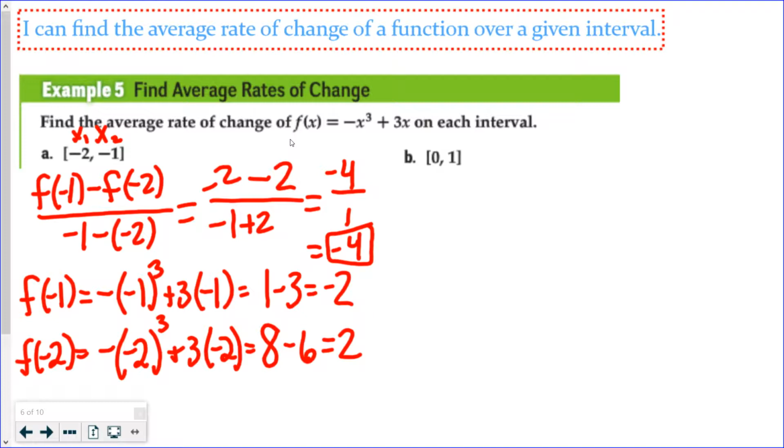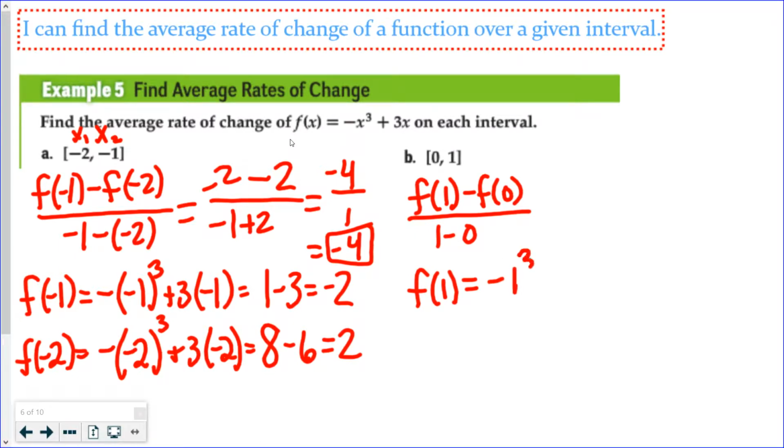All right, let's do the same thing, but now our interval is 0 to 1. So I want f of 1 minus f of 0 all over 1 minus 0. In order to solve that, I need to know what is f of 1 and what is f of 0. So we're going to plug in 1 and get minus 1 cubed plus 3 times 1. And f of 0, which is minus 0 cubed plus 3 times 0.